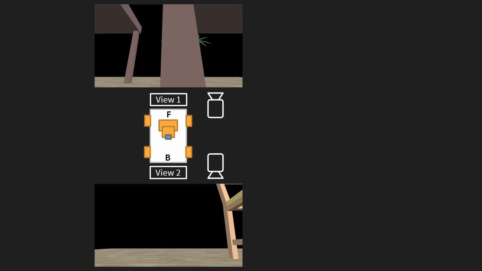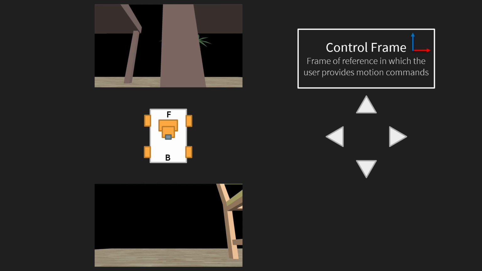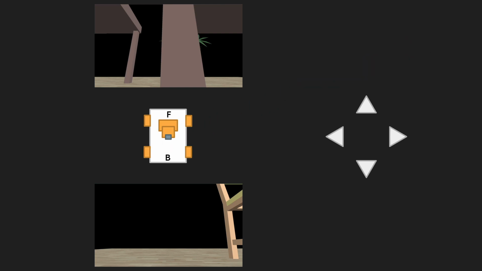The user can give input to the robot using a joystick. The joystick's control frame is the frame of reference in which the user provides motion commands. In this example, the control frame is aligned with the robot's coordinate frame. So pressing the right arrow on the joystick moves the robot to its right.